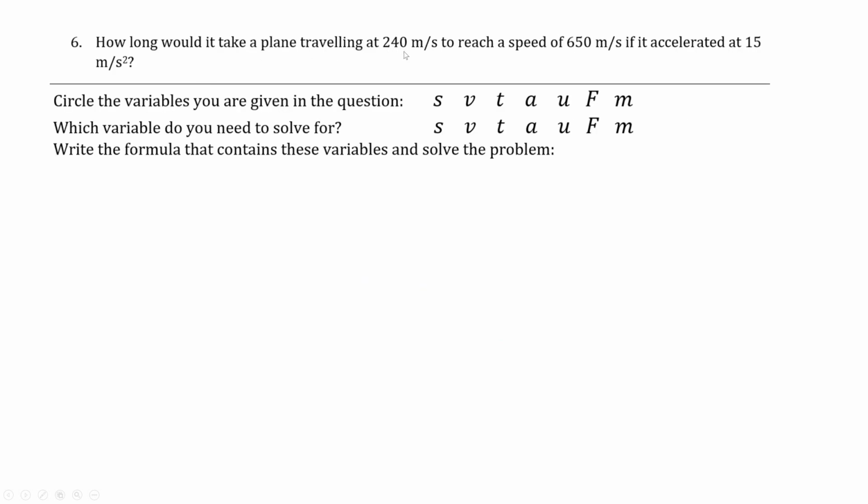A plane traveling at 240 meters a second reached 650 meters a second if it accelerated at 15 meters per second squared. So we need to find the time. So time is how long? Time is what we need. We've got an initial velocity, we have a final velocity, and we have an acceleration. Is there an equation? It's the same one as the other one, but it's just in a different arrangement. V equals u plus at, and t is what we need to find. So it's a little bit trickier to work our way through this one.